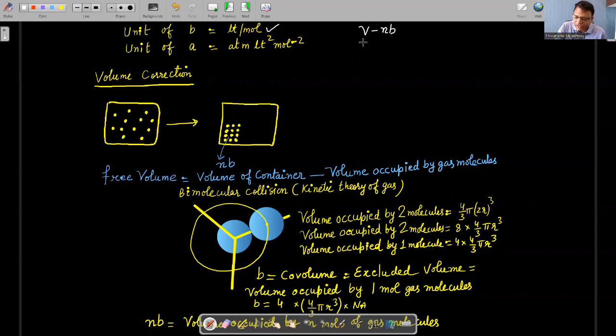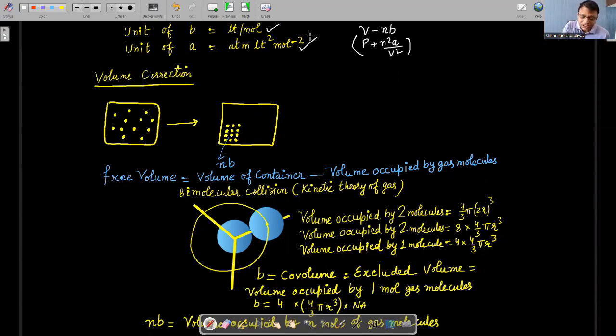In the same way, when we discuss the pressure correction, P plus n square A upon V square, we can add pressure to pressure, right? Here this is the pressure of the real gas and this is the pressure correction. So its unit is that of pressure. From there, if I calculate the unit of A, with pressure in atm, then it is atm liter square per mole square. So the unit of A is atm liter square per mole square.